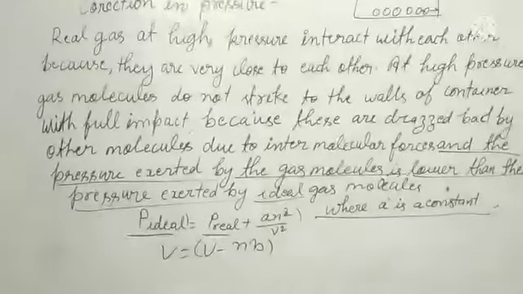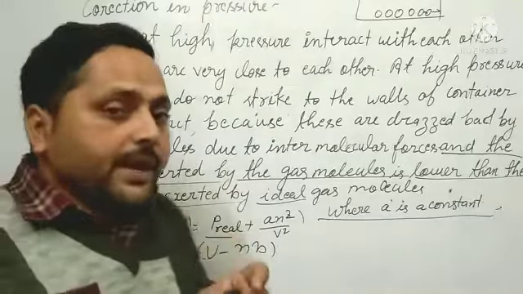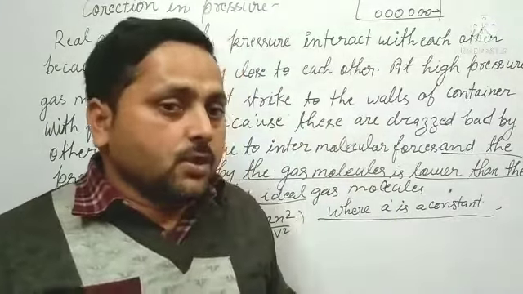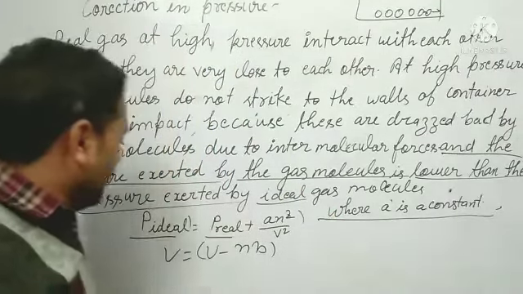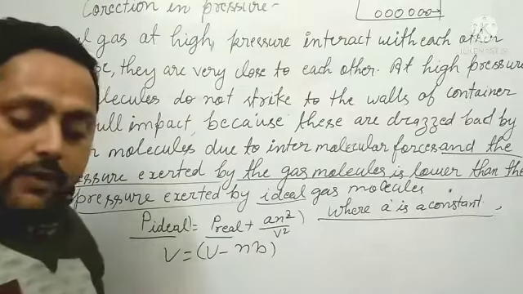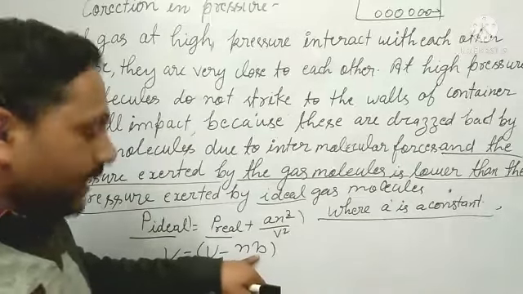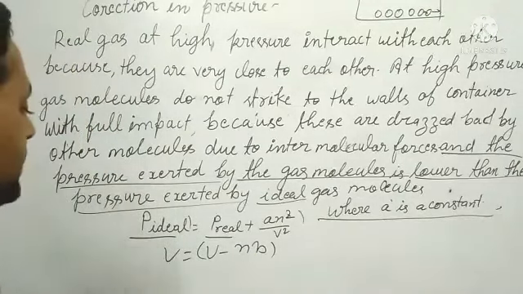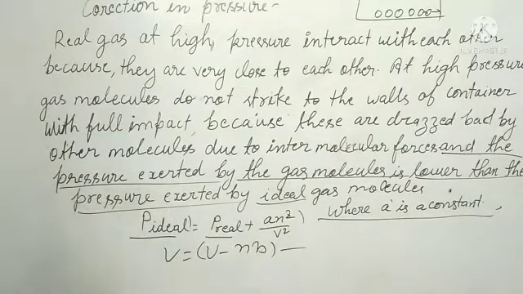What I told: at higher pressure gaseous molecules are very close, meaning they acquire some space in the container. So the volume available for movement of gaseous particles will be V minus nb, where n is the number of moles and b is a gaseous constant. When we put this value in the equation, we get one equation, and that is known as the van der Waals equation.